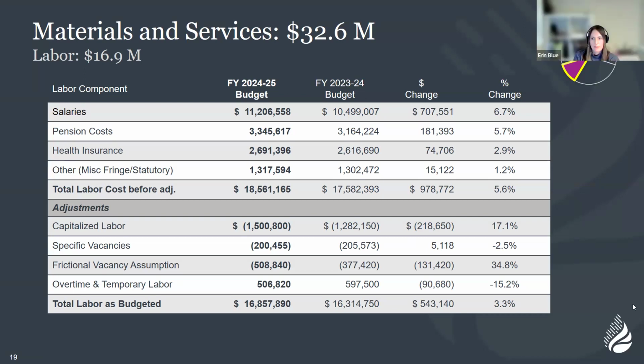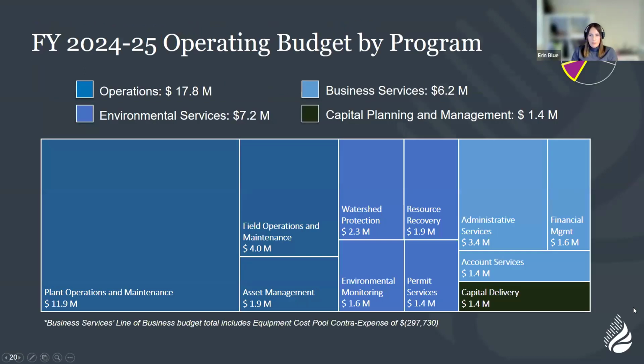All right, next slide, please. So viewing the materials and services budget at the line of business and program level, more than half goes to operations, about 22% to environmental services, about 20% to business services, and the remainder goes to the non-capital portion of WES's capital delivery program. Next slide, please.